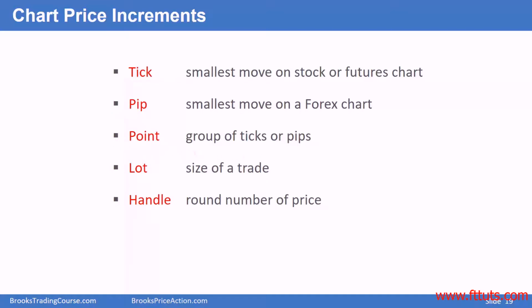A point is a group of ticks or pips. So for example, 1 point on the E-mini chart is 4 ticks. A corresponding move on the SPDR, SPY ETF chart is 10 ticks. You'll sometimes hear traders talk about the lot size. I traded 5 lots, which means you traded 5 contracts or 5 shares or 5 units or 5 something. And a handle is a big round number. So if the SPDR is trading at 202.50, you would say it has a 202 handle on it.